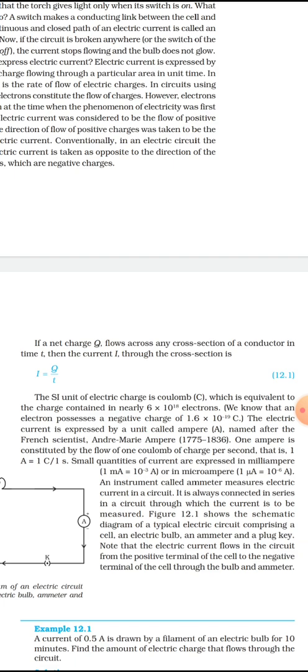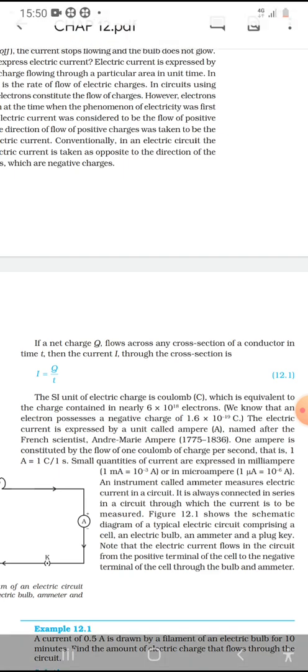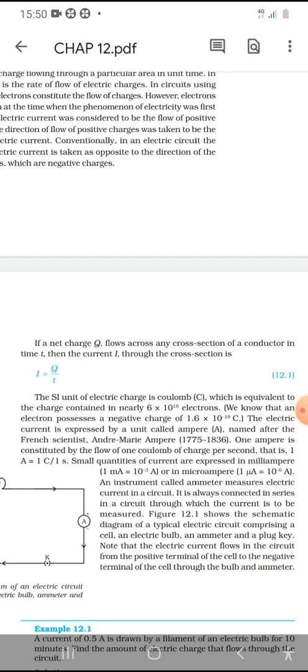The electric current is expressed by a unit called ampere. We have seen that the SI unit of electric charge is coulomb, and the SI unit of electric current is ampere. Ampere is denoted by A, and coulomb is denoted by C, the first letter of the word.